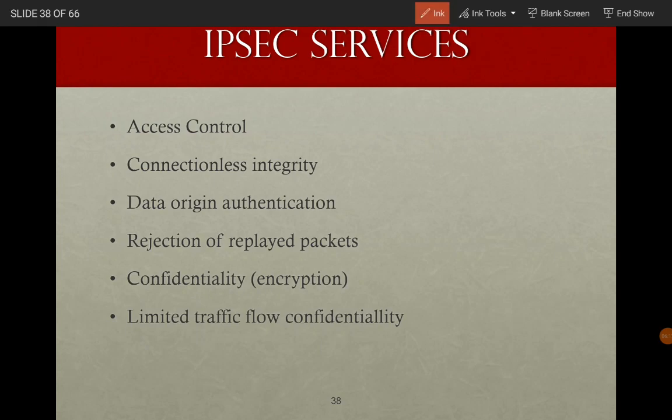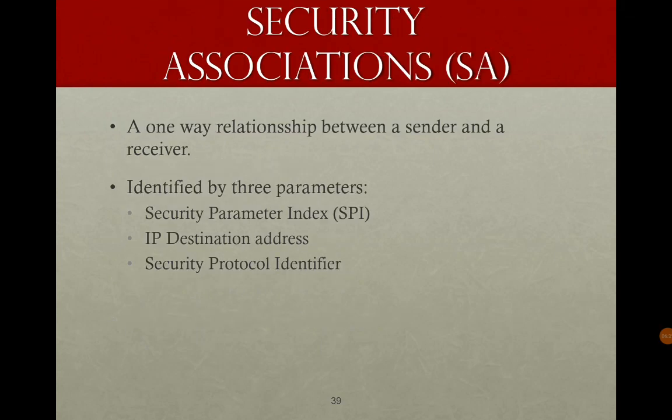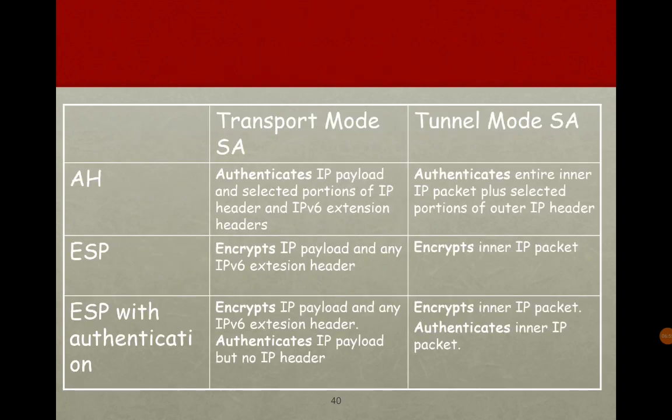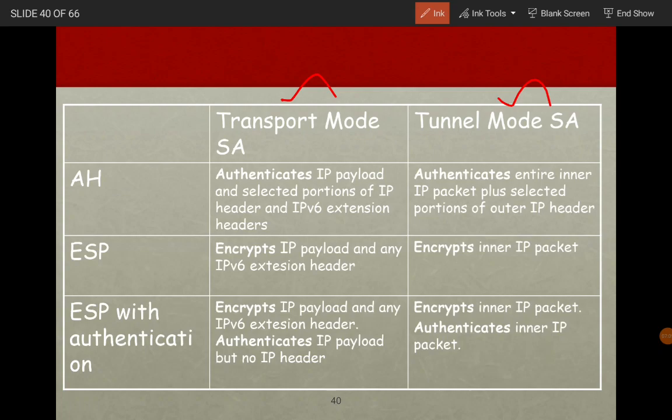Several IP security services are access control, connectionless integrity, data origin authentication, confidentiality, limited traffic flow confidentiality, and rejection of replayed attacks. These are the services we obtain from IP security. What is a security association? It is a one-way relationship between the sender and the receiver, and each security association is identified by three parameters: IP destination address, security parameter index, and security protocol identifier. We have two modes in IP security, transport mode and tunnel mode.